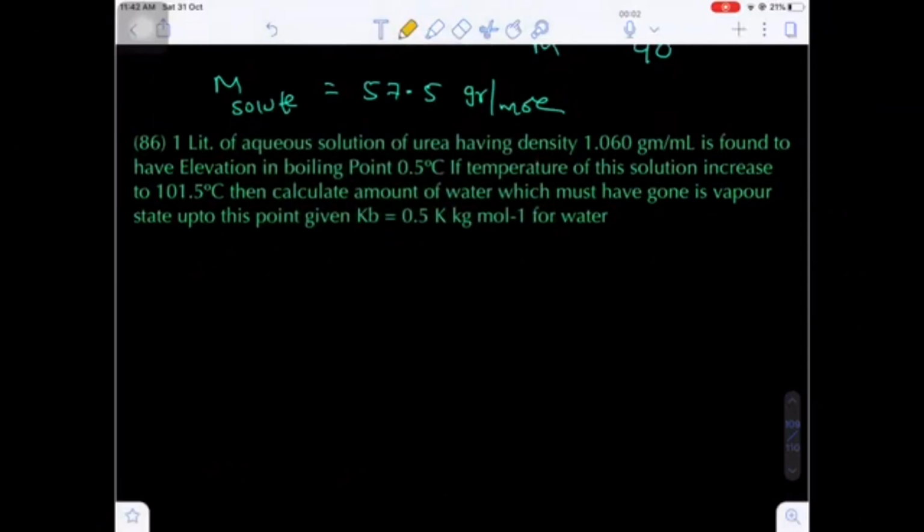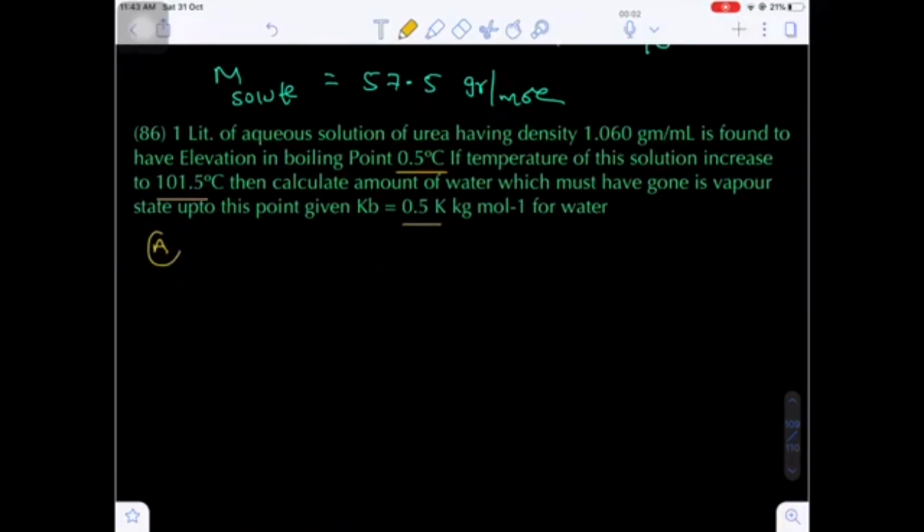In question number 86, 1 liter of aqueous solution of urea having density 1.06 gram per ml is found to have an elevation in the boiling point of 0.5 degrees. If the temperature of the solution increases to 101.5 degrees Celsius, then calculate the amount of water which must go into the vapor state at this point. The Kb value for water is given as 0.5.